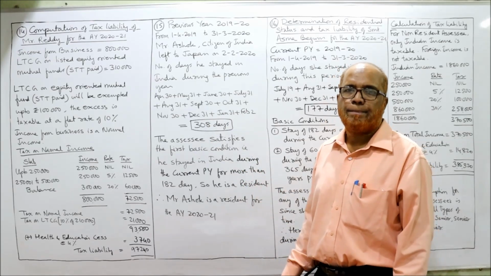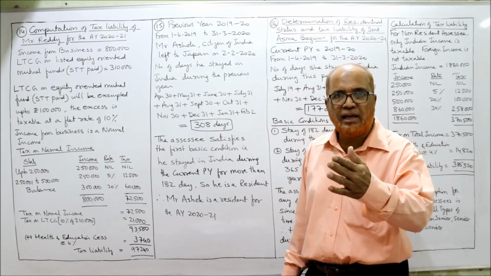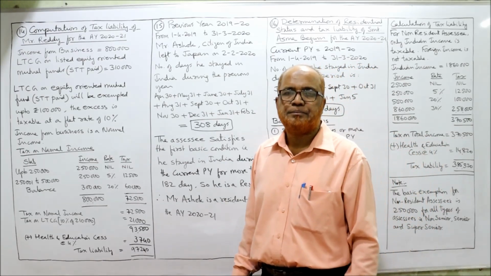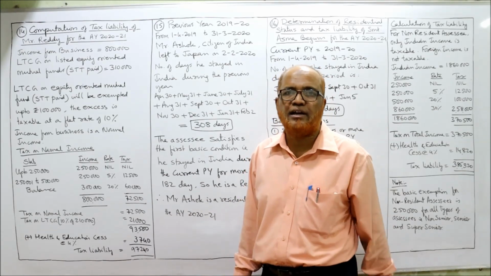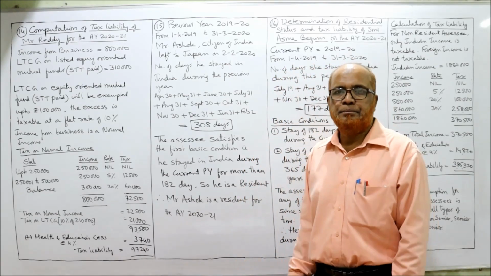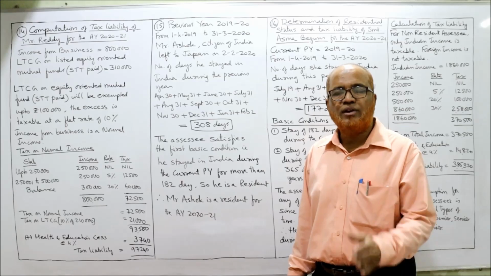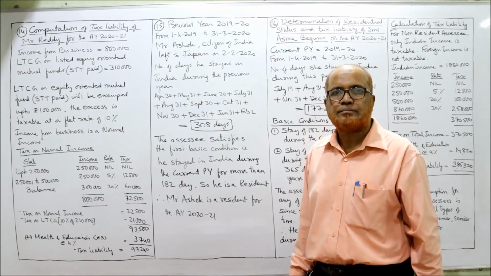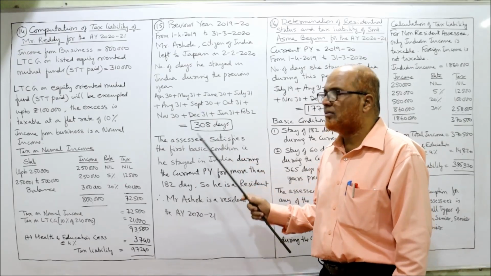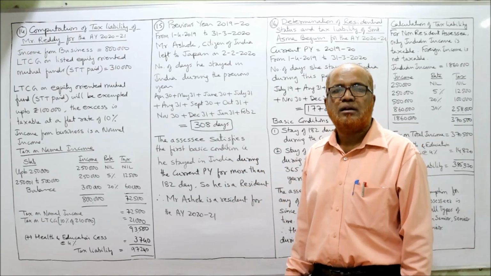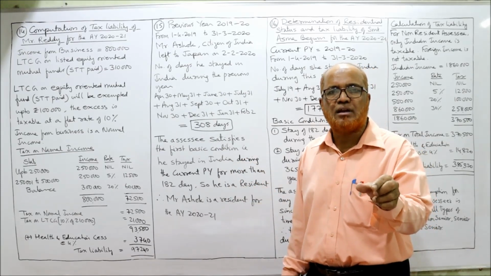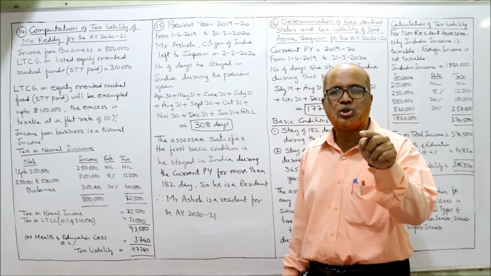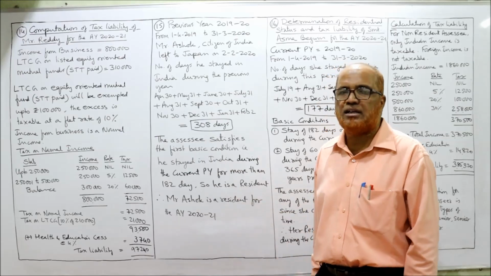2 days, because on 2nd February he left. So we include 2nd February in India. On 3rd February he was not in India; he was in Japan. So in February only 2 days he stayed in India. Now if we add up all, it will come to 308 days. That means during the previous year 2019-20, Mr. Ashok stayed in India for 308 days.